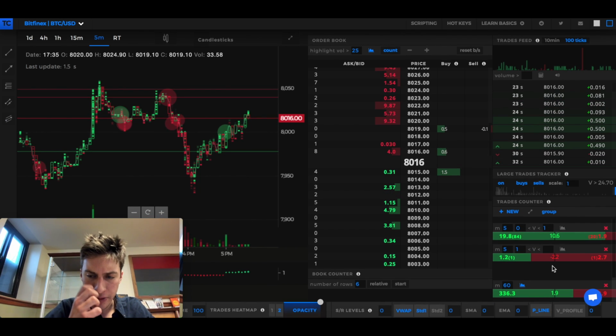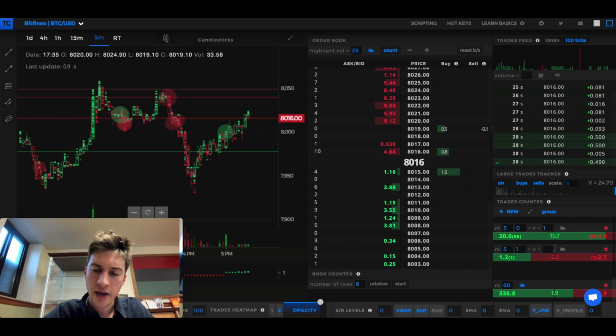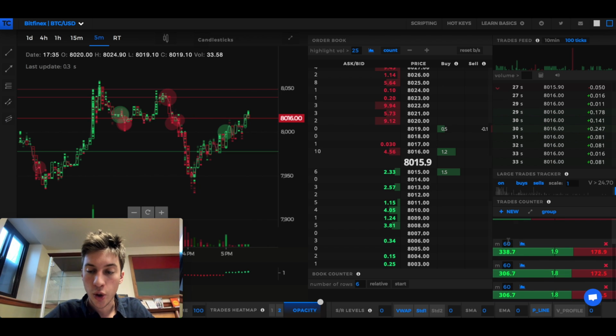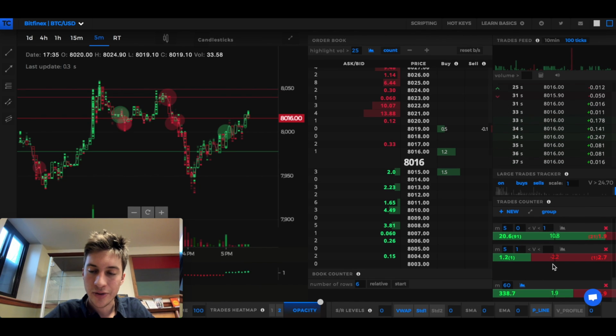This is pretty helpful because if you want to find, in the last 5 minutes, the trades counter, so the ratio of market buys to market sells, and you want to do it on like the 1 hour or even on like the 8 hour or something, then you could group those together as well.